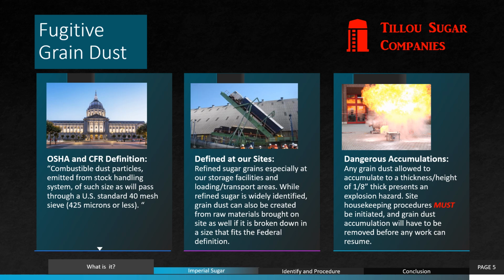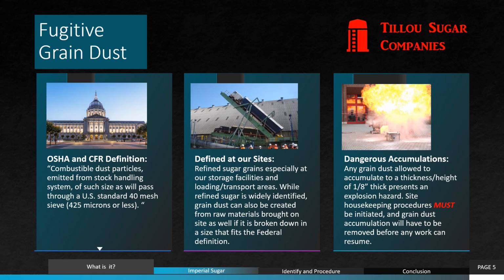Fugitive grain dust. OSHA and the federal government define fugitive grain dust as combustible dust particles emitted from a stock handling system of such size that will pass through a U.S. standard 40 mesh sieve. At our sites, it is refined sugar grains, especially at our storage facilities and loading transport areas. While refined sugar is widely identified, grain dust can also be created from raw materials brought on site if it is broken down to a size that fits the federal definition.